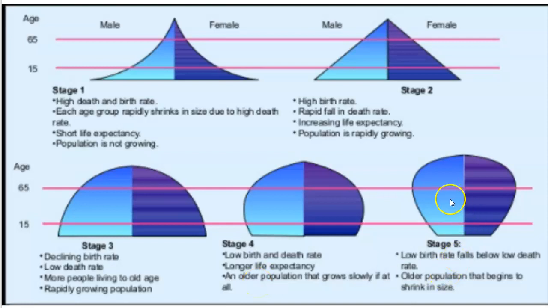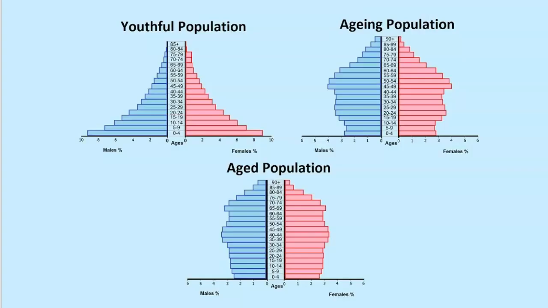And then for the possible stage 5, you're actually going to see the slope kind of more so in reverse, where you've got a low birth rate that's falling below the death rate, and then an older population that begins to shrink in size. So again, be familiar with the different population pyramids and how those can be associated with different stages. Here you can see 3 distinctive population pyramids.